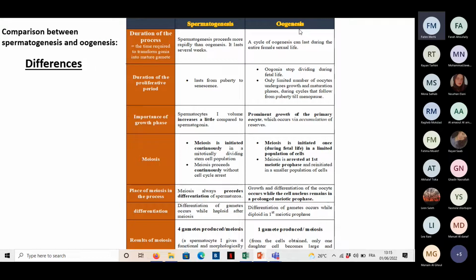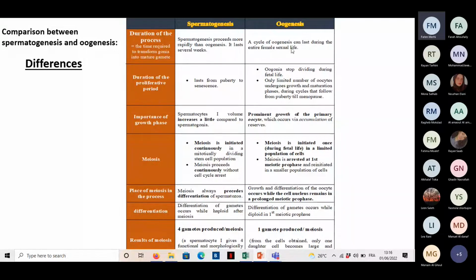Now, what are the differences between both of them? We have a difference regarding the duration of the process. It is the time required to transform a spermatogonium or an oogonium, depending on whether we are talking about spermatogenesis or oogenesis, stem germ cells, into mature gametes. Spermatogenesis proceeds more rapidly than oogenesis; it lasts several weeks. As we have said, spermatogenesis needs 74 days to be accomplished. So we need 74 days to pass from spermatogonia to mature sperm cells.